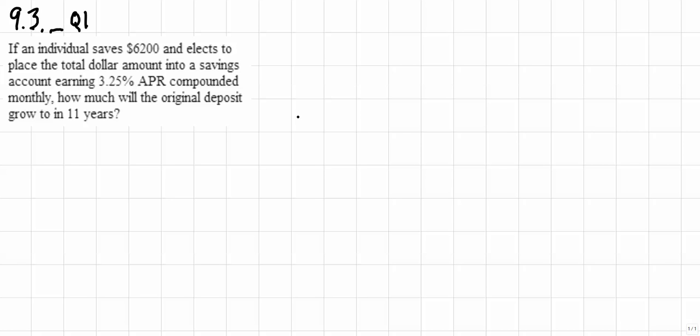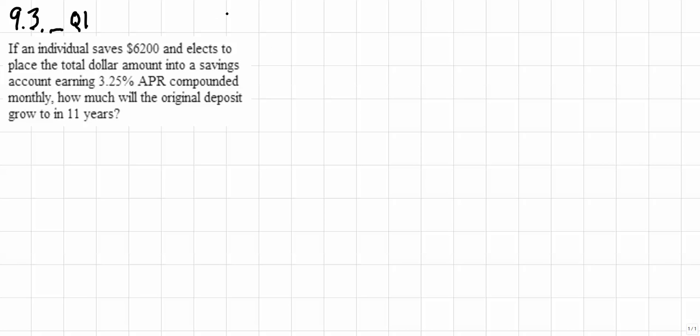If an individual saves $6,200 and elects to place the total dollar amount into a savings account earning 3.25% APR compounded monthly, how much will the original deposit grow to in 11 years? This is simply a one lump sum deposit into a savings account, and it'll be left alone, just compounding interest.